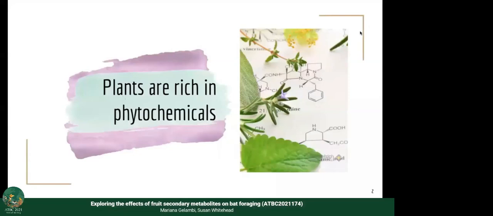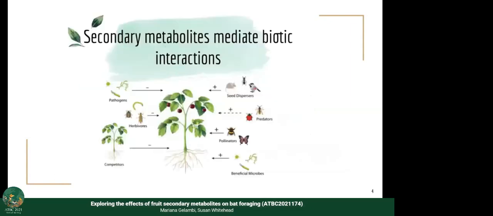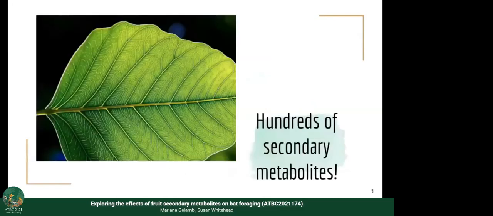Plants produce an enormous diversity of phytochemicals. Historically, these phytochemicals have been classified as primary and secondary metabolites. Primary metabolites participate in central metabolism, whereas secondary metabolites are a structurally diverse group of molecules that mediate ecological interactions, including herbivory, seed dispersal, and pollination. In a tiny sample of plant tissue, there can be hundreds and even thousands of secondary metabolites.